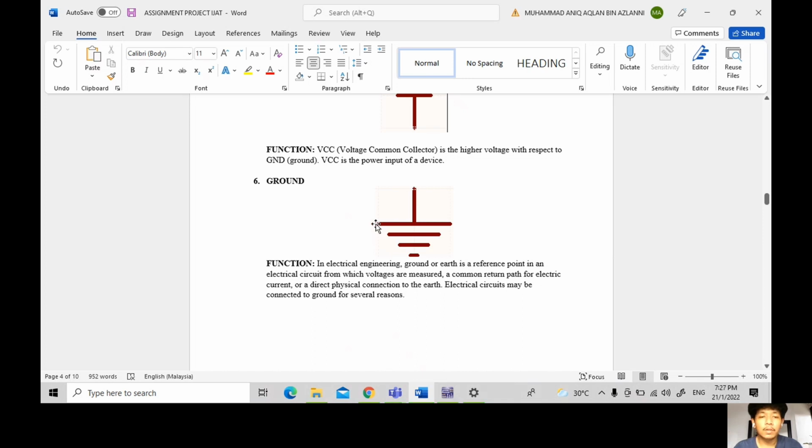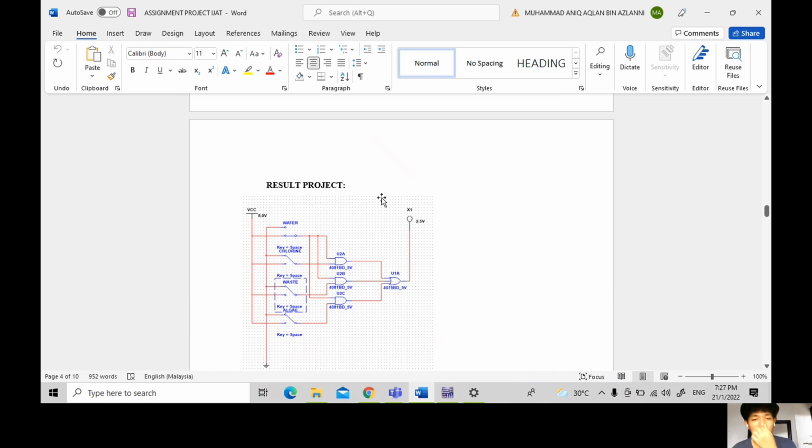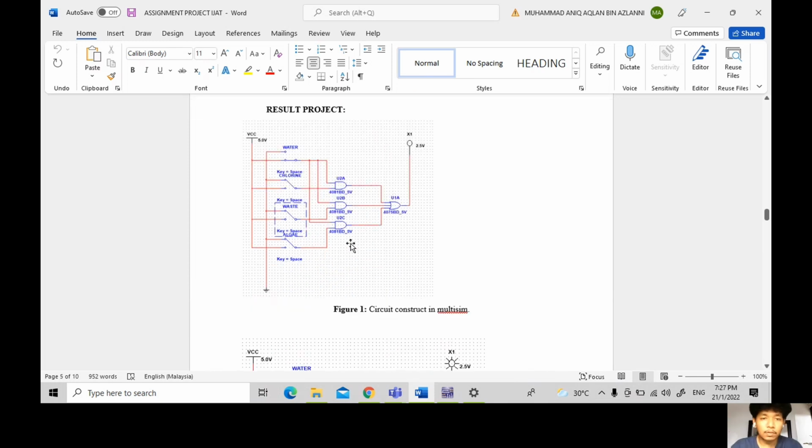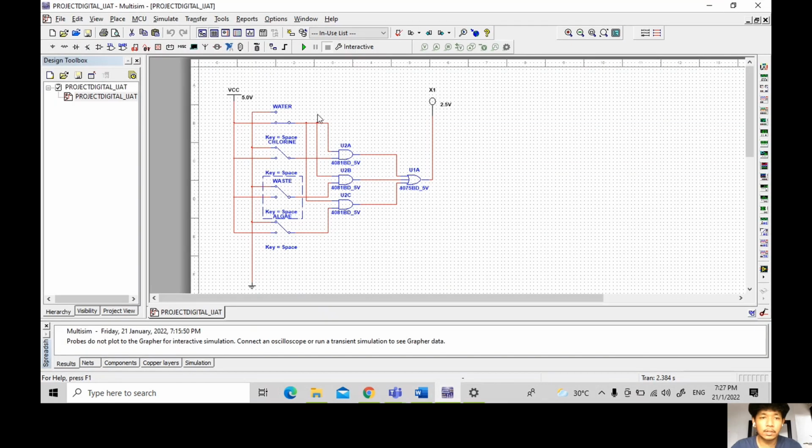Electrical circuits may be connected to ground for several reasons. So next, we go to the project result. This is the circuit I constructed. So we go to the multisim. So this is my circuit construction. So we run the circuit.